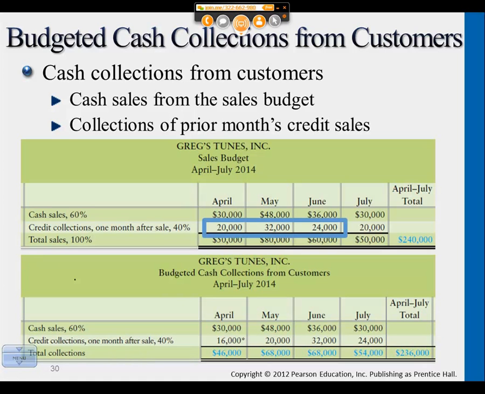So we have 2 parts. We have April's cash sales from the budget, and we have collections of March credit sales, right? And they're all in here. Correct? Okay, so let's try to trace. We have 46,000 right here in our budgeted cash collections from customers. And what are they? They are 30,000 for the cash sales, and there are 16,000 right here for the 1 month after the sale for the credit collections. And that's based off of March. That's right, it's 1 month after, okay? So pay attention that it's 1 month after that.